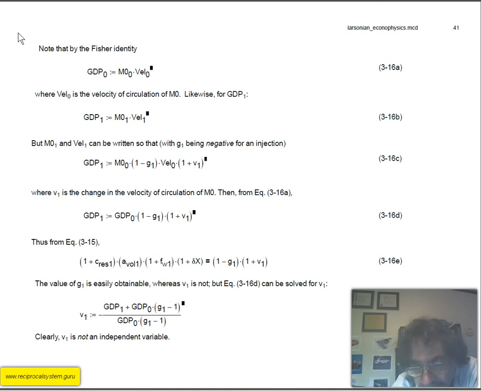The value of G sub 1 is easily obtainable, whereas V sub 1 is not, but equation 316d can be solved for V sub 1, and we get, for the velocity, V sub 1 equals GDP sub 1 plus GDP sub 0 times G sub 1 minus 1, divided by GDP sub 0 times G sub 1 minus 1. Clearly, V sub 1 is not an independent variable.